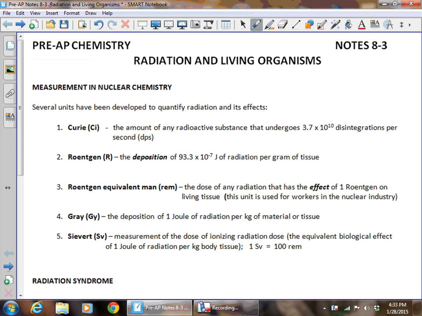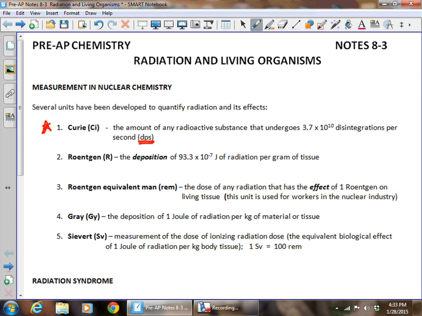So let's talk a little bit in this video about radiation and living organisms. When we measure how much radiation is being given off by a substance, there are a variety of different types of units that we can use. Now, these are only some of them, but the Curie is one that is used relatively often. You can see another one that's in here that we sometimes see in AP, disintegrations per second.